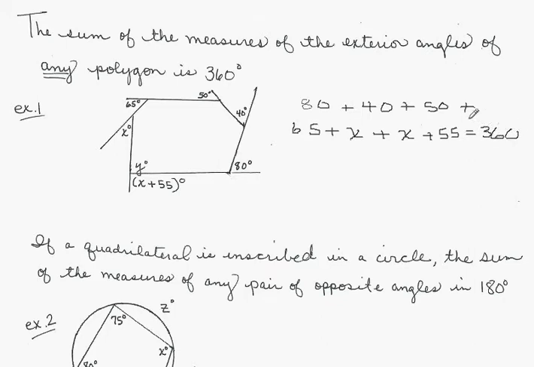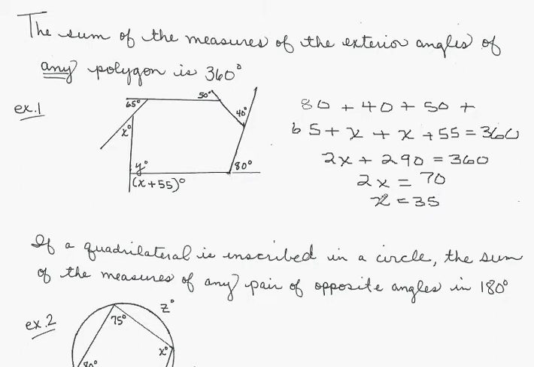So we'll add up the number parts of this, and when we add up 80, 40, 50, 65, 55, we're going to get 290. So we have 2x plus 290, and that equals 360 degrees. Then subtract 290 from both sides, we get 2x equals 70. And divide both sides by 2, we get x equals 35.